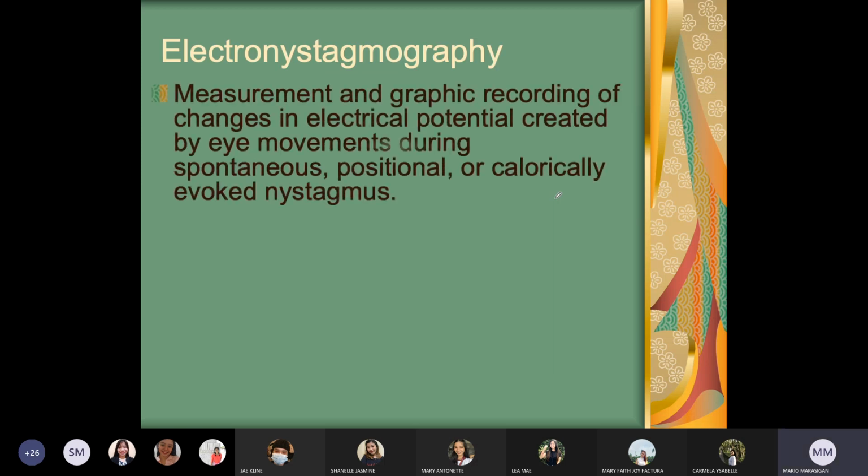Another test is your electronystagmography. You'll notice the significant word here is nystagmus, no? Nystagmus is involuntary eye movement. Okay. For electronystagmography, it is the measurement and graphic recording of changes in electrical potential. Okay. This electrical potential is created by eye movement during spontaneous, positional, or calorically evoked nystagmus.